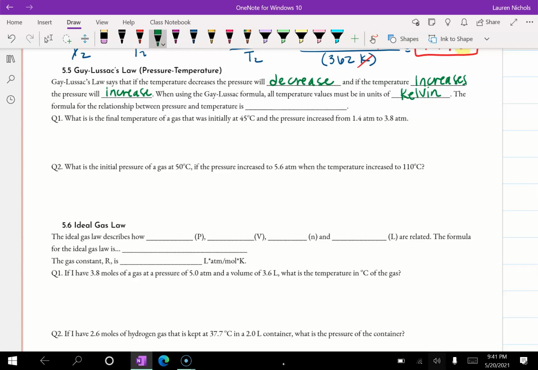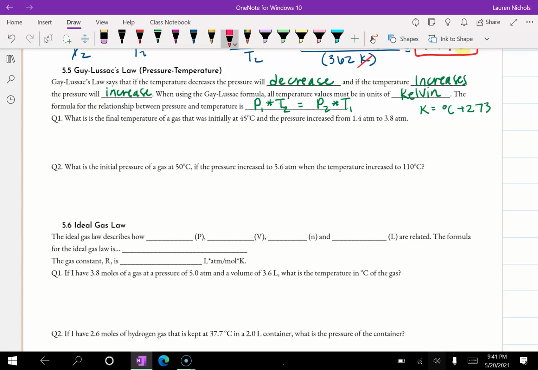The formula for the relationship between pressure and temperature is P1 times T2 equals P2 times T1. And remember, Kelvin is equal to your degrees Celsius plus 273.